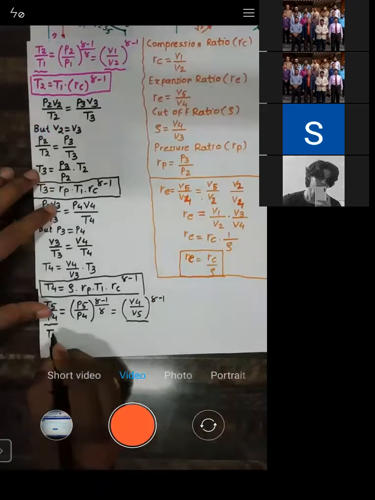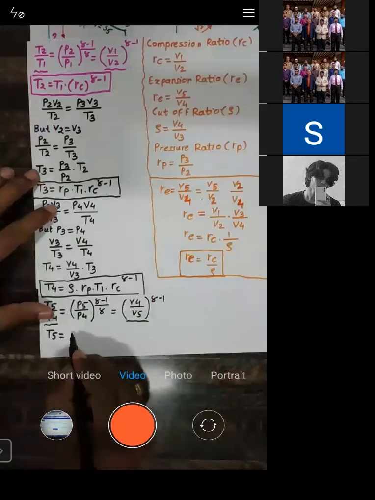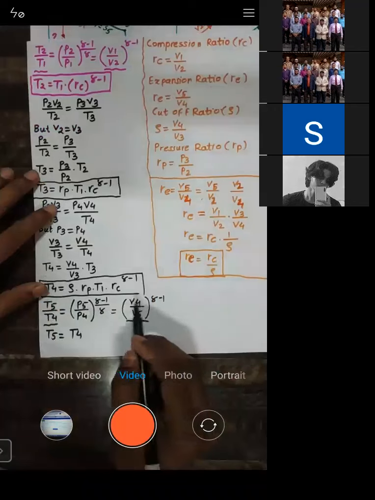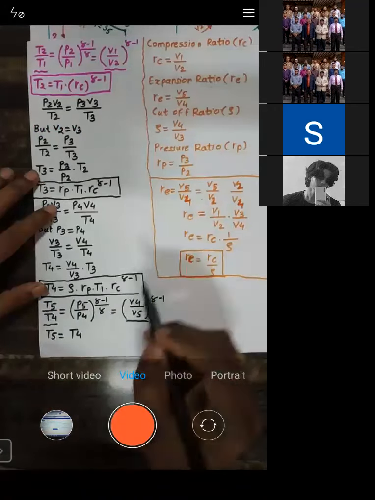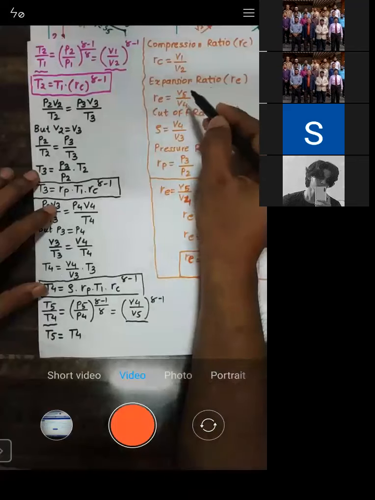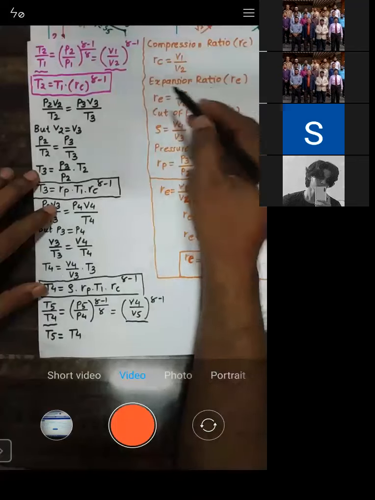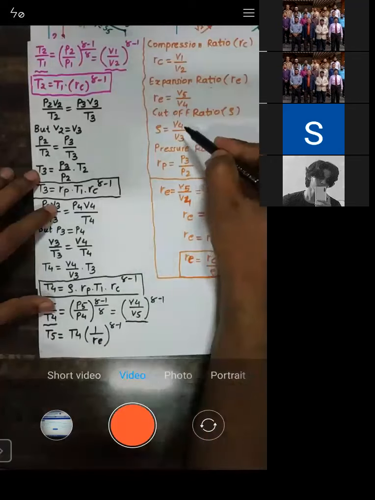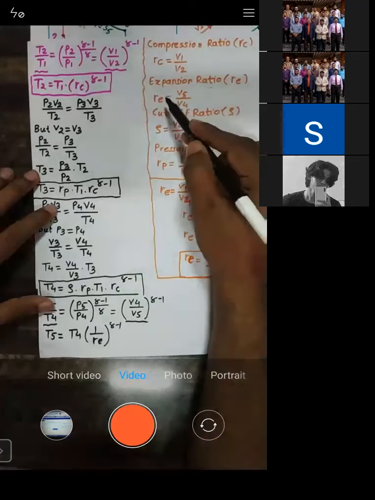So T5 is equal to T4 into this term, V4 by V5 raised to power gamma minus 1. Now what is V4 by V5? See, V4 by V5 is 1 by Re. So it is given by (1 by Re) raised to power gamma minus 1.